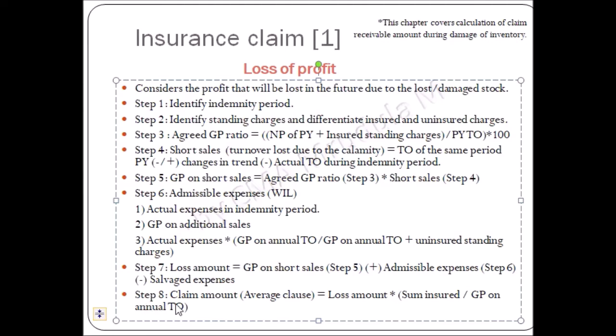Step 8 and finally is to calculate the claim amount. Average clause shall be explained a little later. So claim amount is equal to the loss amount as calculated in step 7 into the sum insured as given in the policy divided by the gross profit on the annual turnover that is already discussed in step 6. Gross profit on the annual turnover meaning.